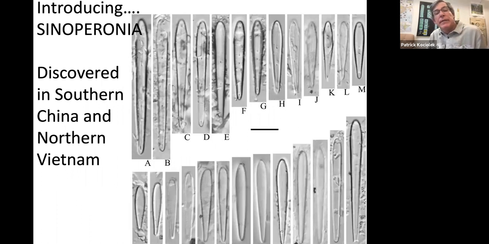So this diatom was... I had scientists from both China and Russia in my lab at the same time, and both of them, it turns out, were working on this genus. The Chinese person was working on it in southern China, and the Russian person was working on samples from Vietnam, and both handed me manuscripts within about 10 days of each other describing this diatom at a variety of taxonomic levels.